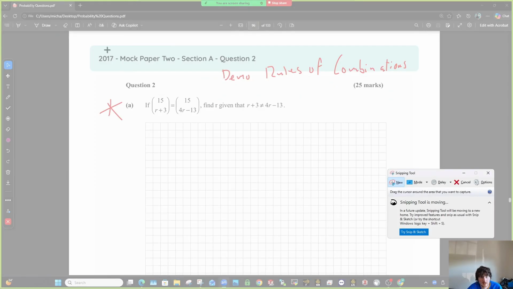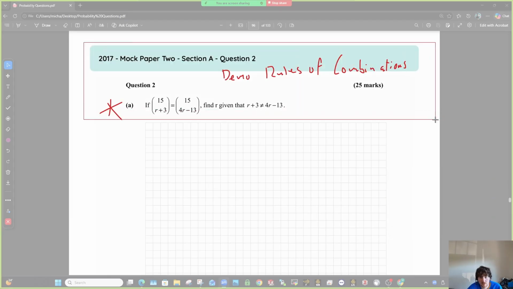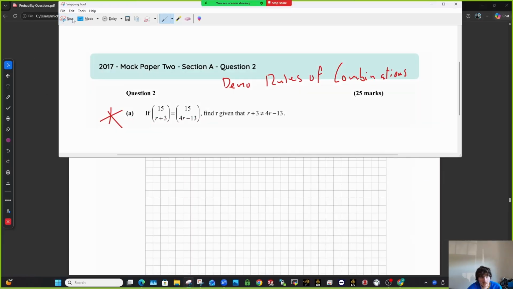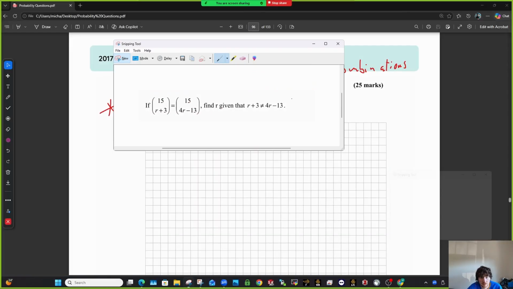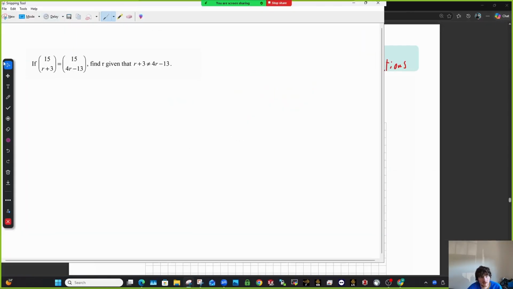So let's get this set up here. I'll be demoing the rules of combinations anyway, so there's no need to bring that into the question. Obviously, if you can do this, pause the video and give it a go. But I'm going to show off some important things people should know about combinations.